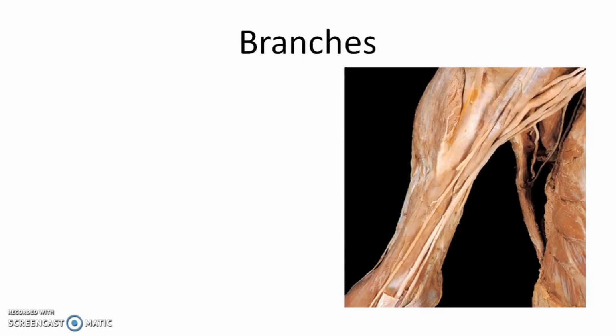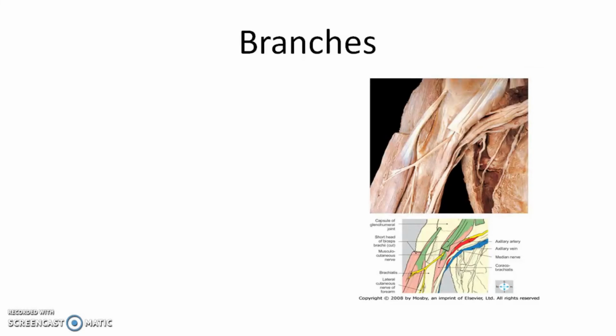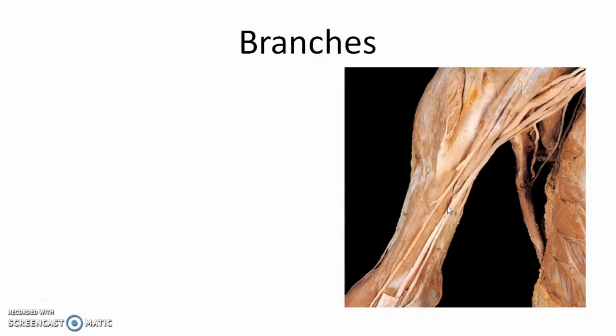Now talking about the branches of musculocutaneous nerve, in this image you can make out the musculocutaneous nerve clearly. This is the musculocutaneous nerve which is piercing the muscle called coracobrachialis. Then it supplies biceps and brachialis, and by piercing only, it supplies coracobrachialis also. In this image too, you can see the musculocutaneous nerve piercing the coracobrachialis muscle.